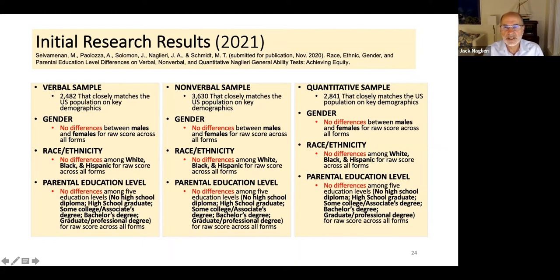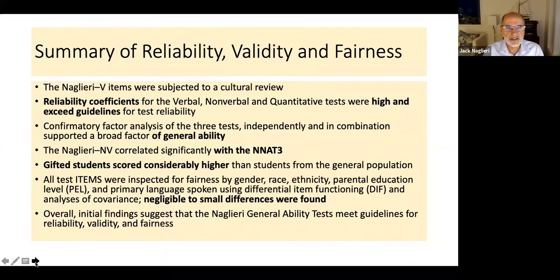And equity in this instance is about the content of the tests and the mean scores that are obtained, the average scores. So males and females get the same overall score on each of the three, by race, by ethnicity, and by parental education. So this is a very, very powerful finding. And we also looked at reliability and confirmatory factor analyses and a lot of other sophisticated bias analyses, and all of that is in the manual, which is really jam-packed with all this information. If you're into all the nuance and detail, take a look at the manual.